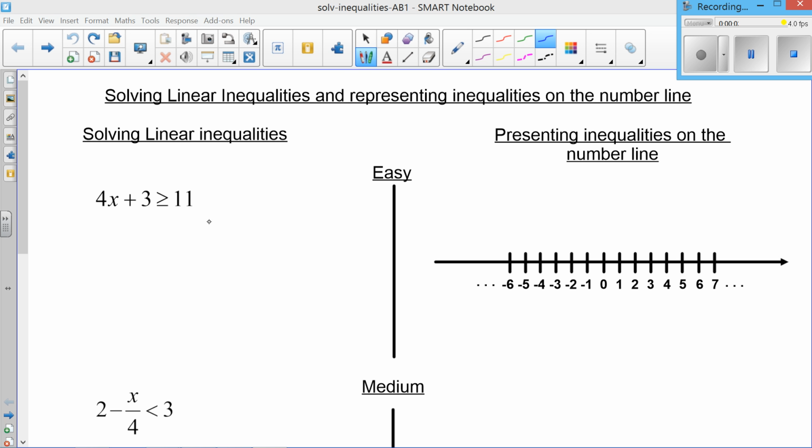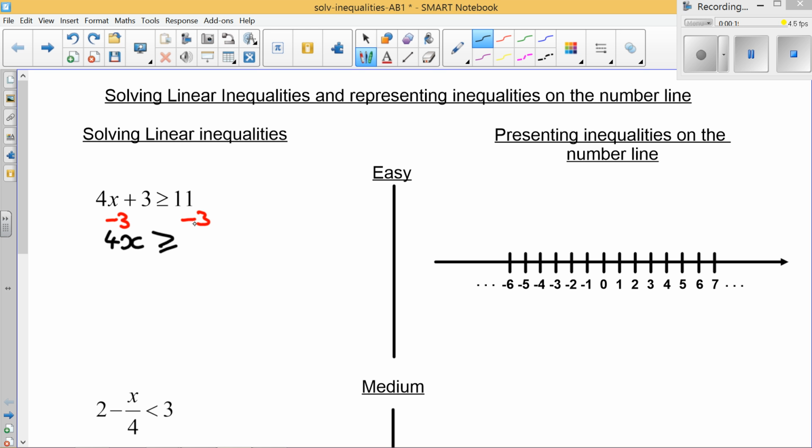To solve this inequality, I treat it like an equation. So starting with the 4x plus 3, I need to get rid of the plus 3, so I put minus 3 on one side and I do the same to the other side. That leaves 4x on the left hand side is greater than or equal to 11 minus 3, which is 8 on the right hand side.